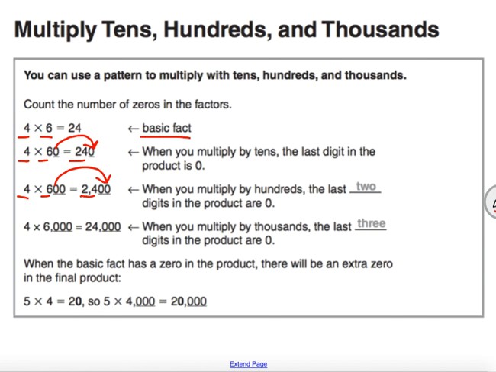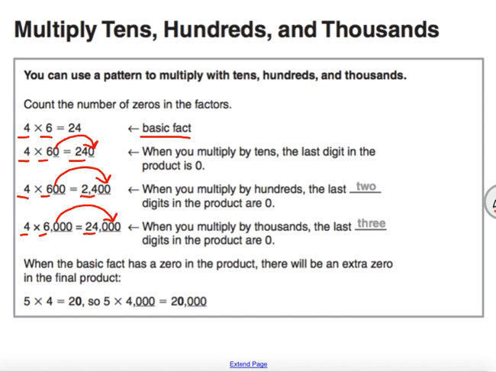Then we're moving to the thousands. Again, the basic fact is 4 times 6 is 24. Then we notice that there are 3 zeros, and that is because this number is in the thousands. We will take those 3 zeros again and bring them over to the end of our product, which now makes it 24,000.